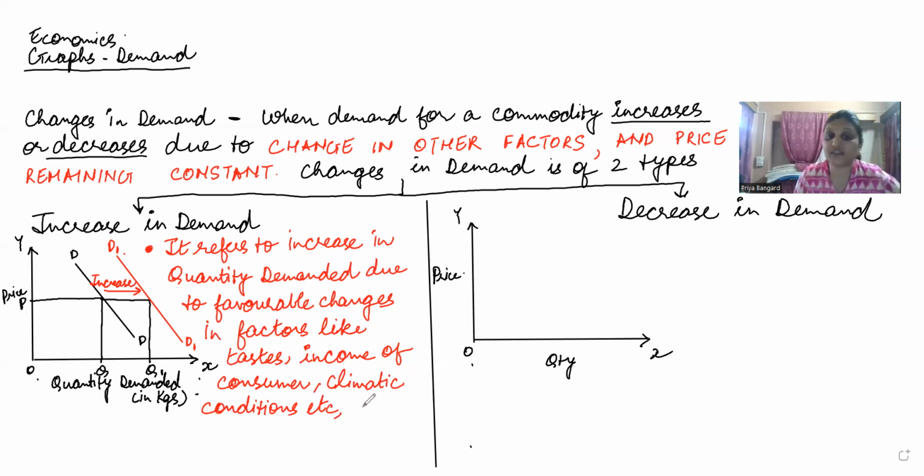Price remains constant. Very important. Price इसमें change नहीं होती. So rightward shift in the demand curve. एक demand curve पे ऊपर नीचे नहीं, पूरा उठ के right में चला गया. Rightward shift in the demand curve is known as increase in demand. Price remains constant. Other factors change.